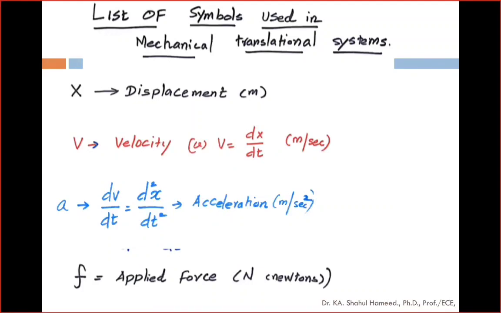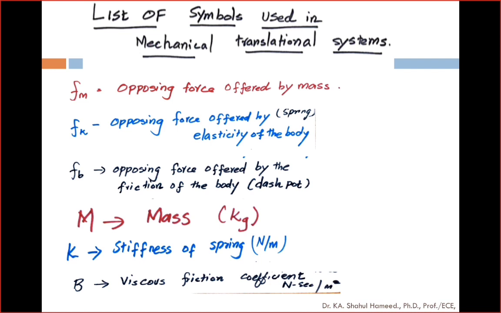List of symbols used in mechanical translation systems. It's a review process only. So x is the displacement, v is the velocity, a is acceleration, f is the applied force, f suffix m is the opposing force offered by mass, f suffix k is the opposing force offered by the spring or elasticity of the body, f suffix b is the opposing force offered by the friction of the body, that is the dashpot, capital M is mass, k is the stiffness of the spring, b is the viscous friction coefficient.